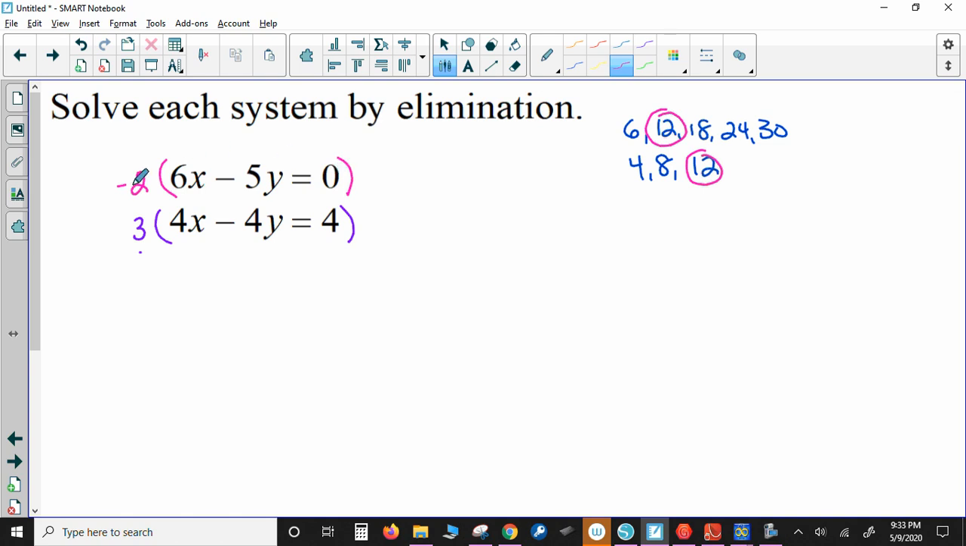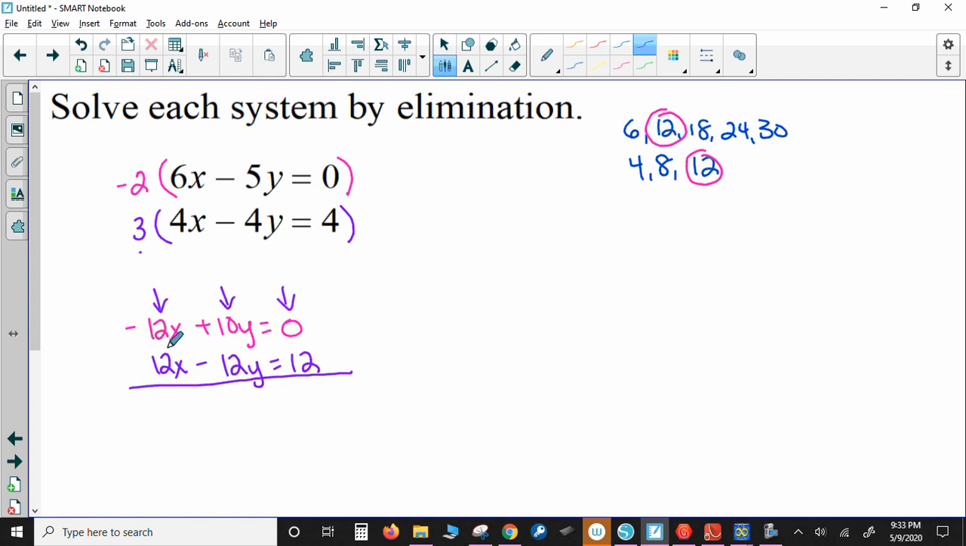Okay, so let's distribute this negative 2 to everything in this entire top equation. So that's going to become negative 12x plus 10y is equal to negative 2 times 0, which is 0. All right, working on the bottom equation, I'm going to multiply the entire bottom equation by 3. 3 times 4x is 12x. 3 times negative 4y is negative 12y. 3 times 4 is 12. I'm going to draw my addition bar, and I'm going to add straight down each one of these columns.